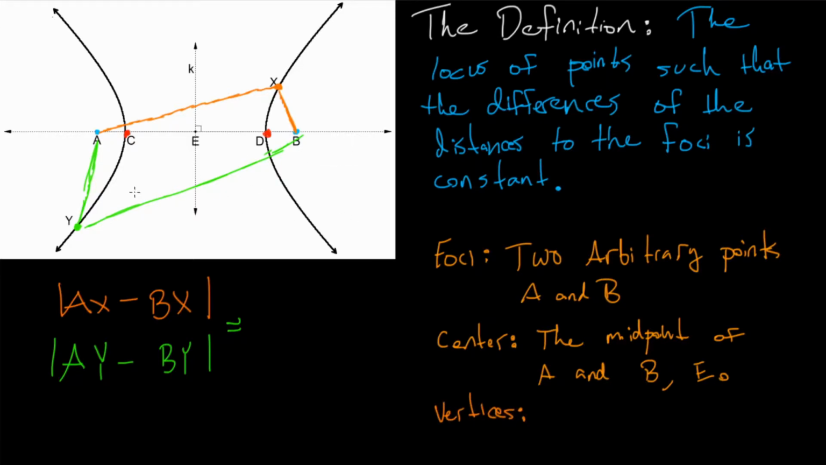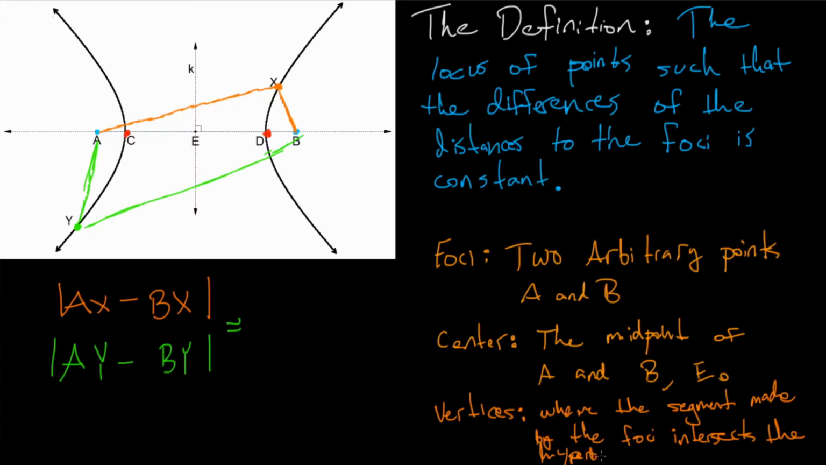And the way we're going to define those also is going to be using the foci. If you connect the foci with a segment, where that segment intersects the hyperbola are going to be our vertices. So let me write that down. Where the segment made by the foci, I'm running out of room here, intersects the hyperbola. Right, that's going to be our definition of the vertices.